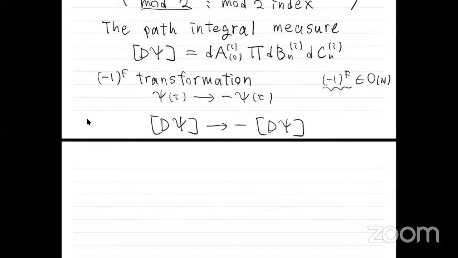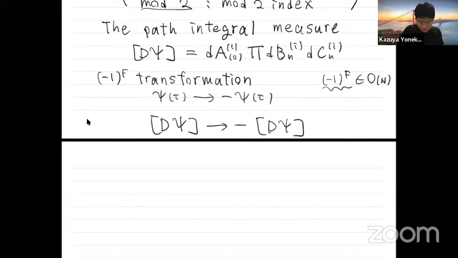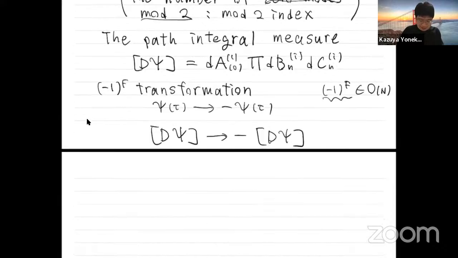So yes, anyway, in this way, we can see the existence of anomaly. And this is very analogous to the actual anomaly. I think maybe you have learned about actual anomaly in standard textbooks. So actual anomaly can be understood by using triangle diagrams, but they can also be understood by using Fujikawa's method.